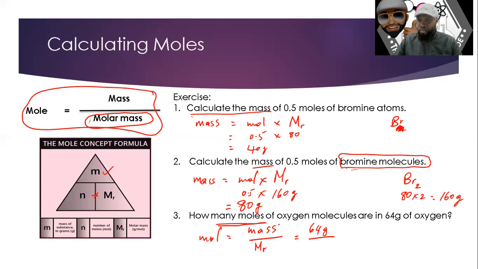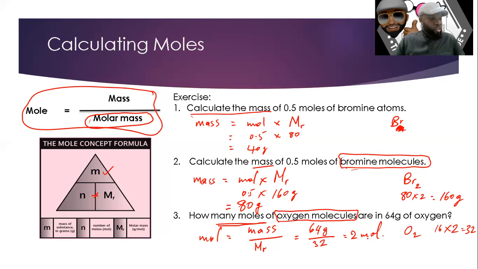The molar mass of oxygen molecule, guys, not oxygen atom. Okay, oxygen molecule, and the oxygen molecule has a molar mass which is equivalent to its relative molecular mass. Oxygen molecule is O2. So the relative atomic mass of oxygen is 16, but because it's a molecule and not an atom, it's 16 times 2, which is 32. So that would be divided by 32, which will give us how many moles? 2 moles. So 64 divided by 32 is equal to 2 moles.